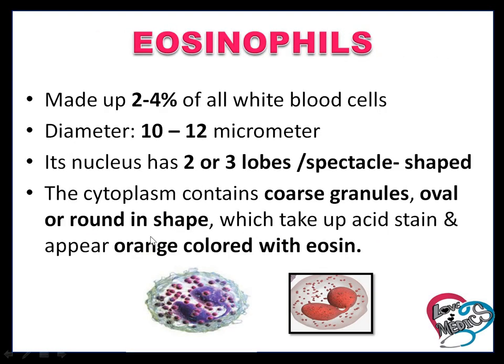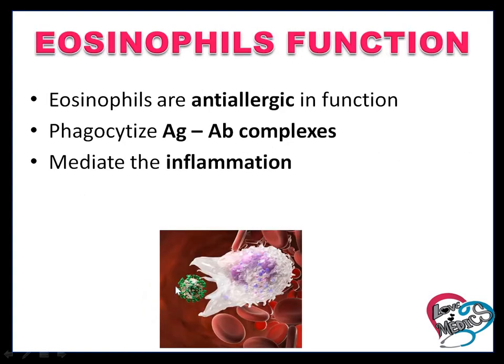Eosinophil. It makes up 2 to 4% of all white blood cells. The diameter of eosinophil is 10 to 12 micrometer. Its nucleus has 2 to 3 lobes, which means spectacle shape, or you can remember it like eosinophil has an earphone shaped nucleus. The cytoplasm contains coarse granules, oval shape or round shape. It takes up acid stain and appears orange colored with eosin. Eosin means red color.